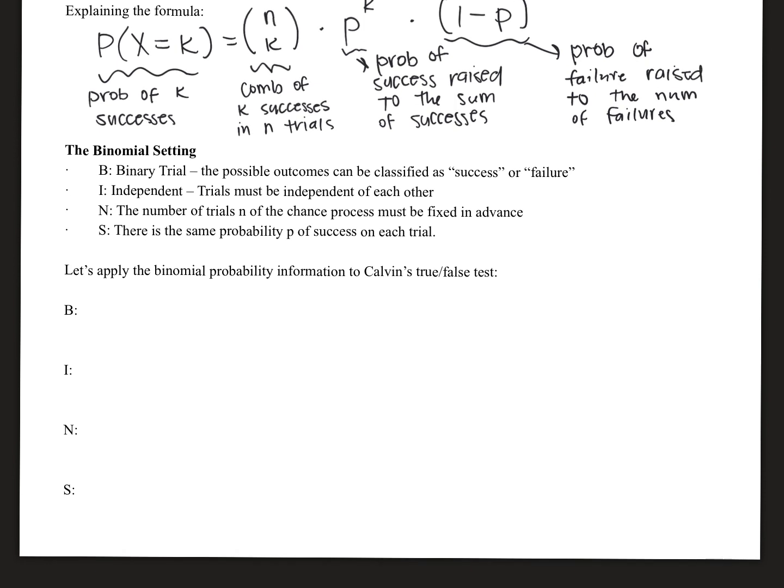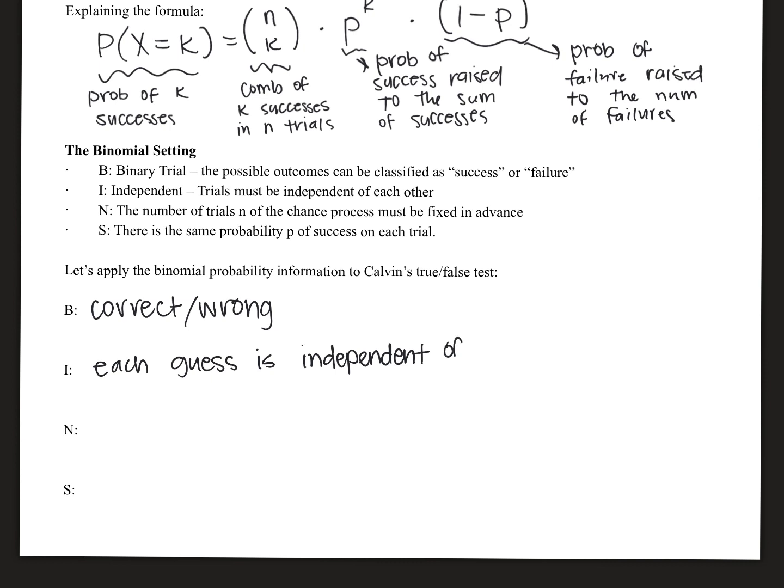So we're going to go back and use Calvin's true-false test. I've already said it's binomial, but we're going to go back and make sure. So first, binary trial. Yes, you can either get it correct or wrong. Is it independent? Yes, each guess is independent of the next. Third, number of trials is fixed. Yes, n equals 5. It's a 5-question test. And lastly, same probability of success. In this case, yes, the probability is 0.5 because it's a true-false test. You have the 50-50 chance of getting a problem correct.